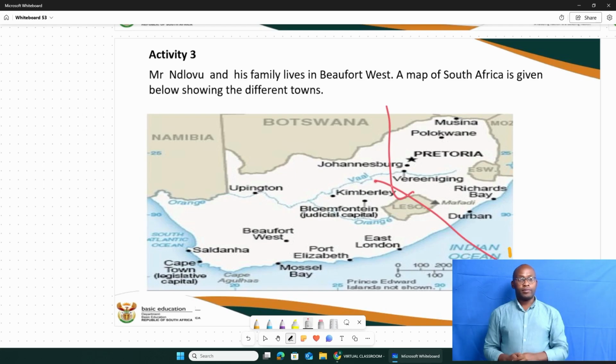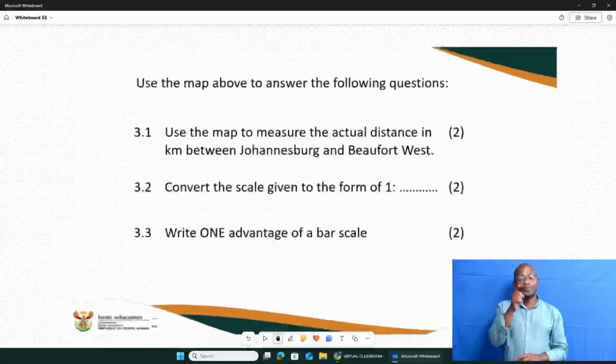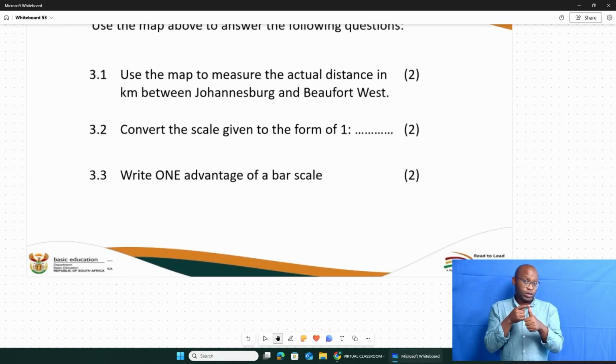Now, if you are doing this scale calculation using that one, let's convert the scale given to the form of 1 is to 2. Now, remember, my learners, that 1 is to 2 means that the map side should be 1 and the other the number. Let's say the scale is 1 is to 2, 1 is equal to 2.